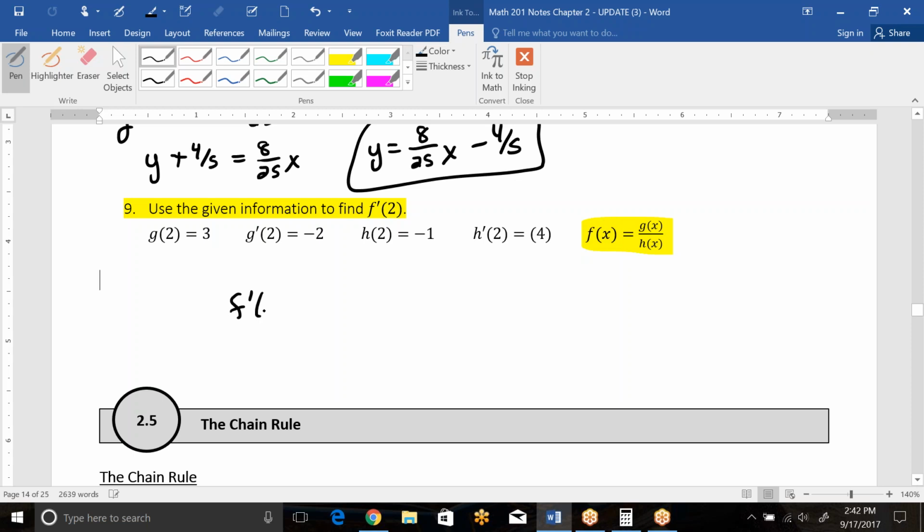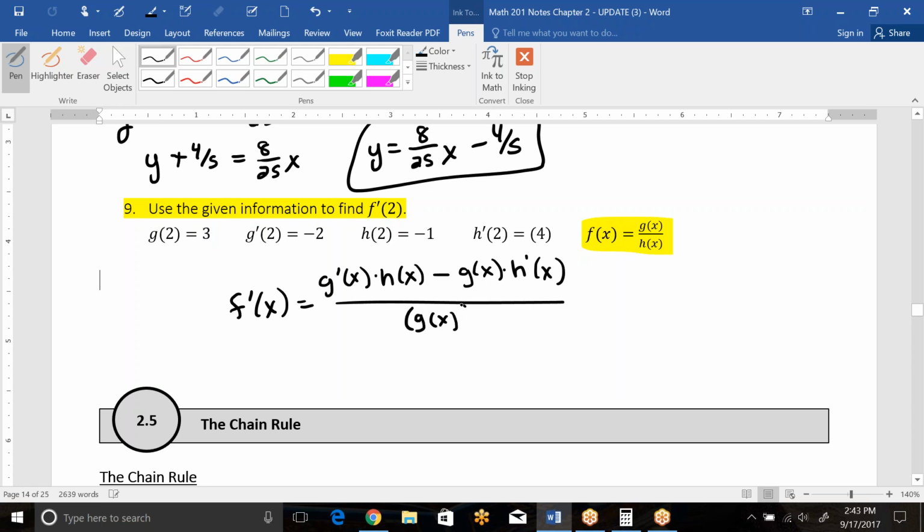So that's, remember, our formula. f prime of x is the derivative of the first, which is always the top one, times the second function, which is always the bottom one, minus the first function times the derivative of the second one, all over the second function squared. So do we have everything we need? We have g of 2, we have g prime of 2, we have h of 2, we have h prime of 2. It looks like we have everything we need.